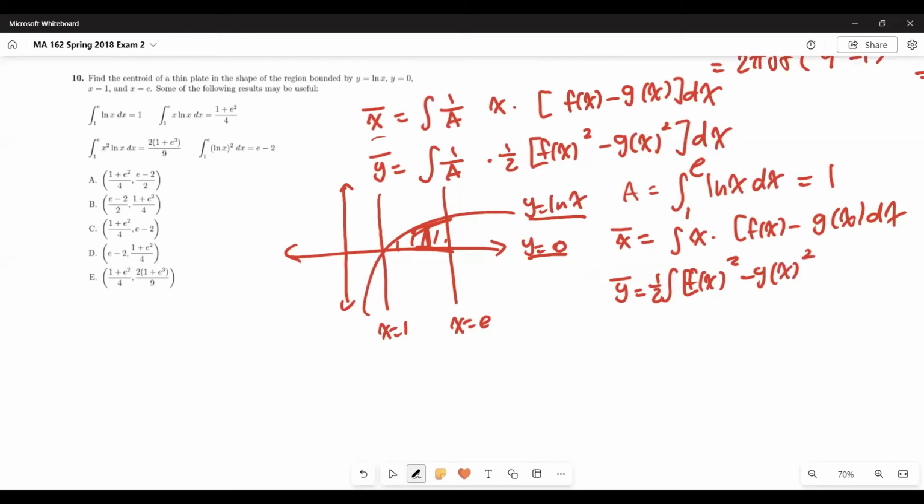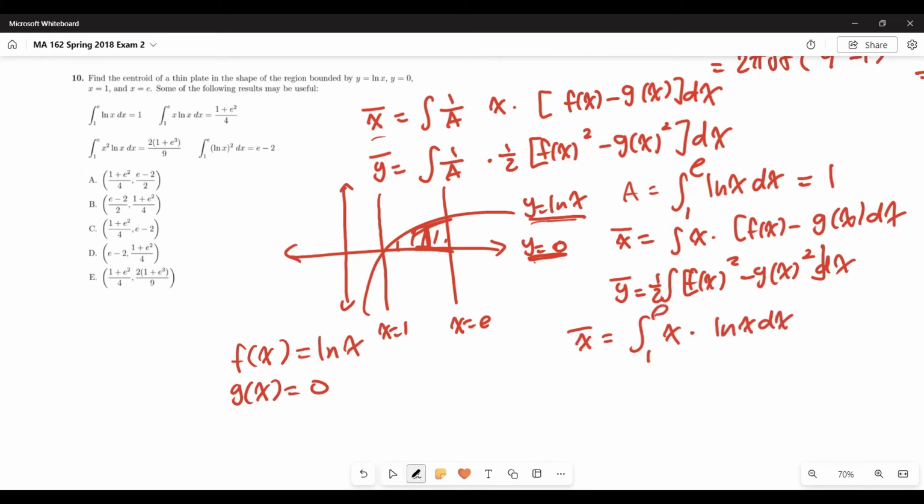There we go, g(x) squared dx. In our case, f(x) is the bigger function, the one that's above g(x). f(x) is located higher than y equals 0, so f(x) is y equals ln x. g(x) becomes 0. So our x coordinate will be x times ln x dx, integrated from 1 to e, which is exactly the same as (1 plus e squared) over 4. So that's one option. It's going to be either A or C or E, not B or D. Cool. Got rid of that.